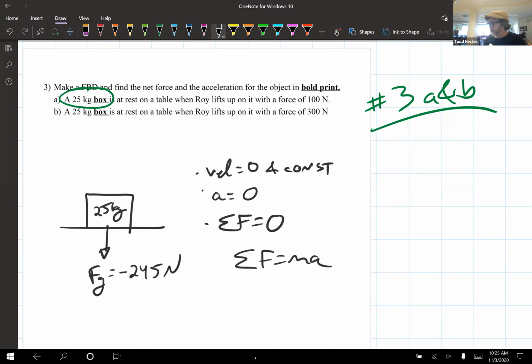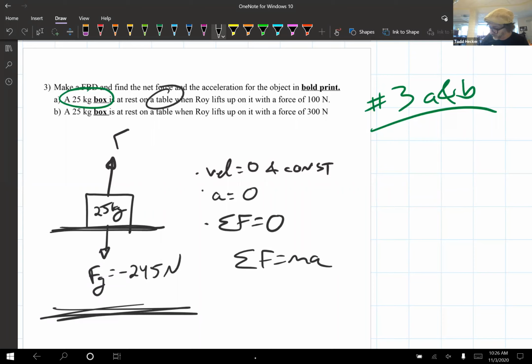All right, so now what I need to do is figure out what's going on. According to my drawing, the net force is not 0. Right now, I've got a net force of negative 245. So there's got to be something pushing up on this thing to prevent it from going down. And that something is the table that it's sitting on. So my normal force has got to be big enough to make my net force 0. If I've got 245 down, I have to have 245 up. That's what my free body diagram looks like if the box is just sitting there on a table by itself.